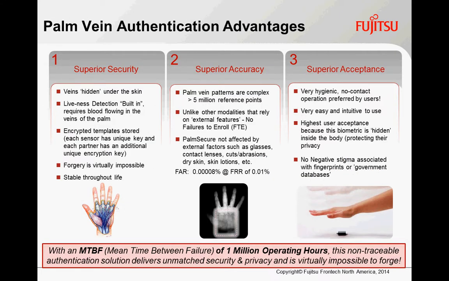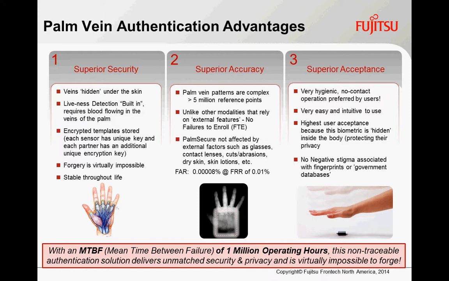This slide summarizes some of the key aspects and advantages of PalmSecure. On the security side, the palm vein pattern is hidden under the skin and only visible to the scanner, and that pattern is also very stable over a person's lifetime. They have liveness detection built in, which prevents spoofing and makes forgery almost impossible.